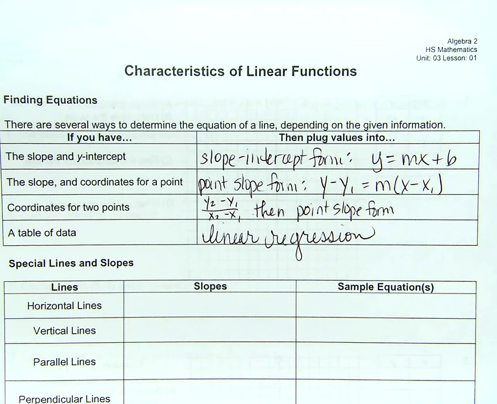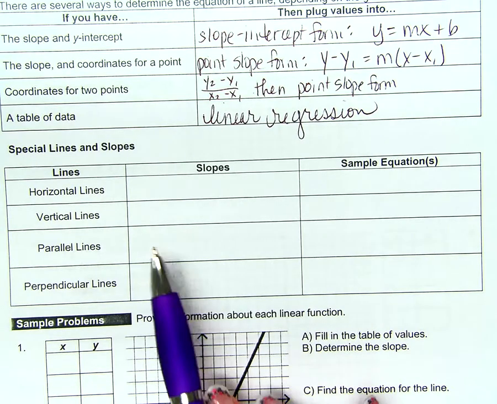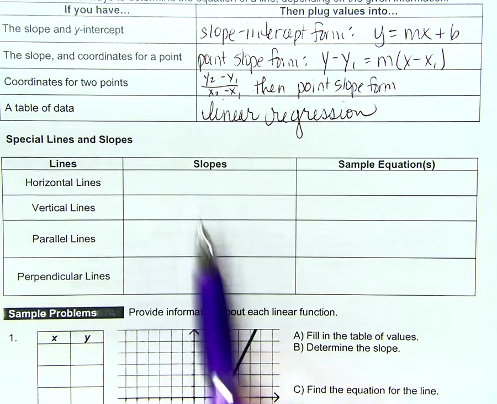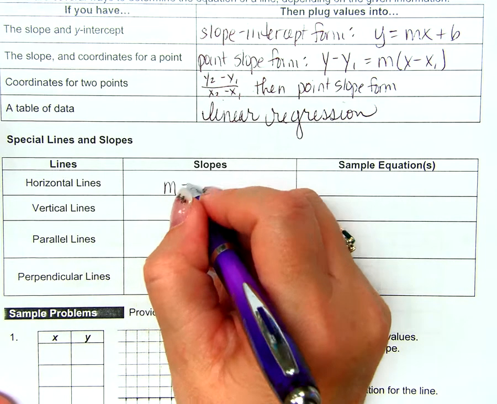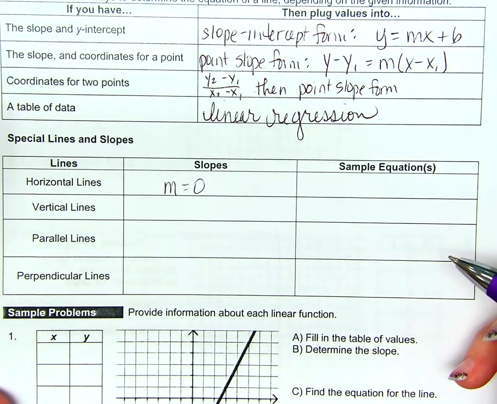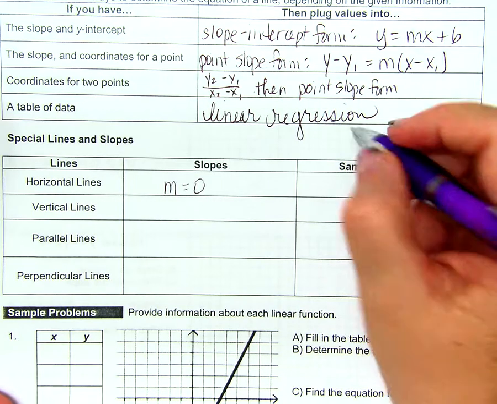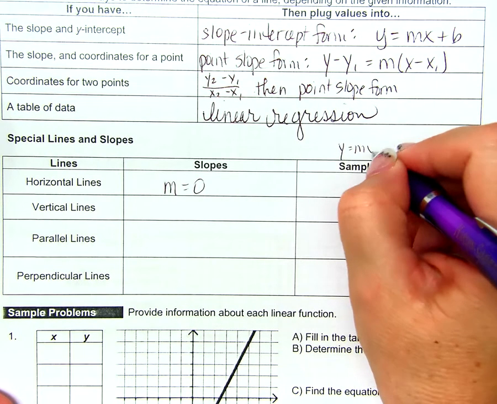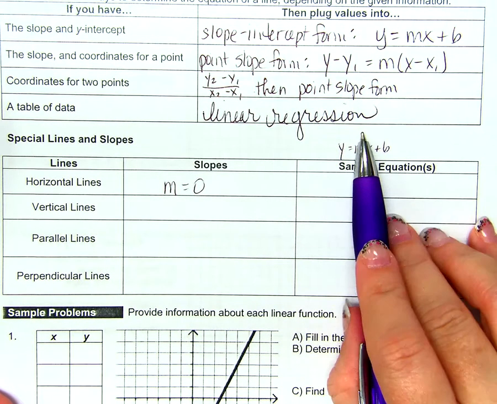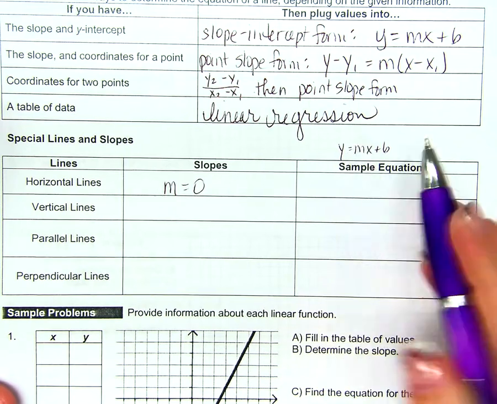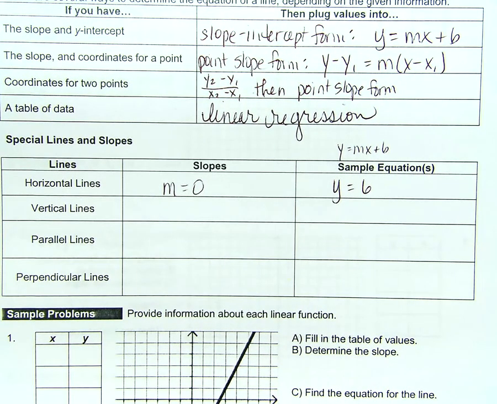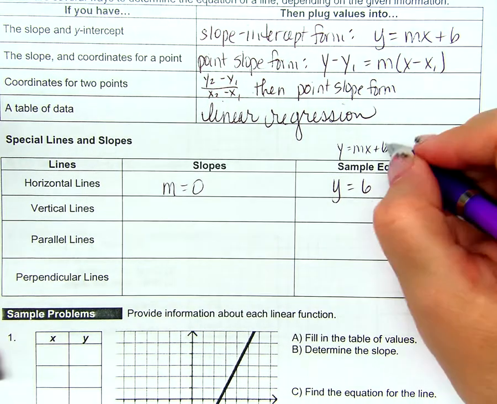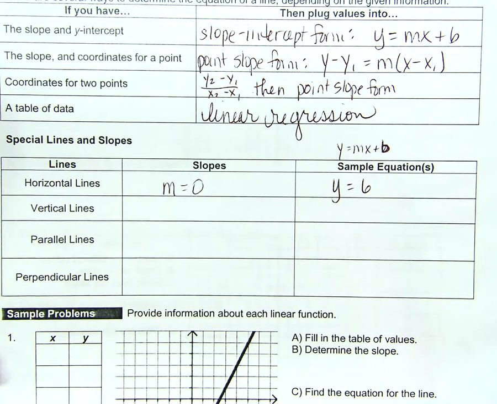Okay. Special lines and slopes. Horizontal lines have what kind of slope? 0. M equals 0. Sample equation. If it's y equals mx plus b and m is 0, what's the equation going to look like? Y equals 6. Why did I put 6? Because that's what I heard, right? Okay? That's a b for the record.